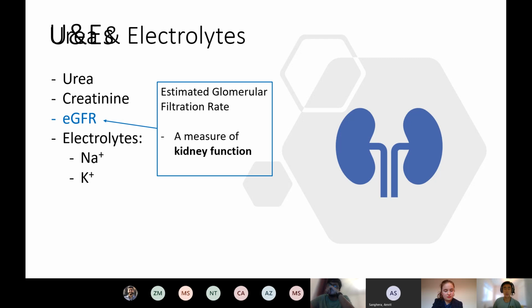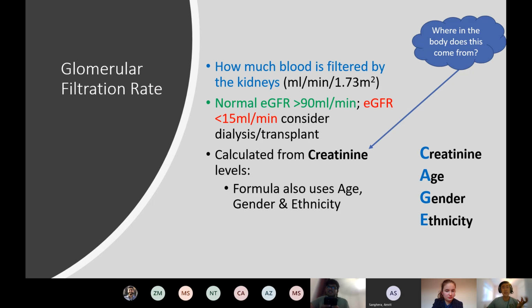For today's talk, because I want it to be relevant to all of you, no matter what module you're on, we're going to focus on this eGFR, which stands for estimated glomerular filtration rate, and effectively it's a measure of kidney function. More specifically, it's the volume of blood which is filtered by your kidneys per minute. So it's milliliters per minute, and the 1.73 meters squared is just a correction for your body surface area.